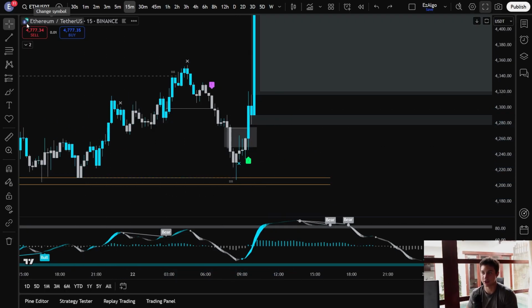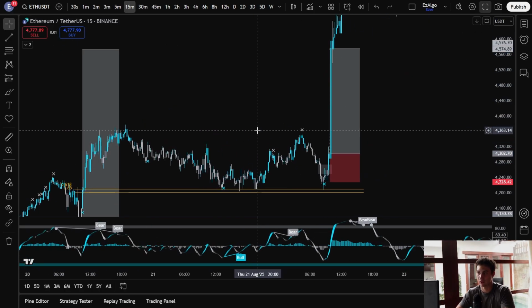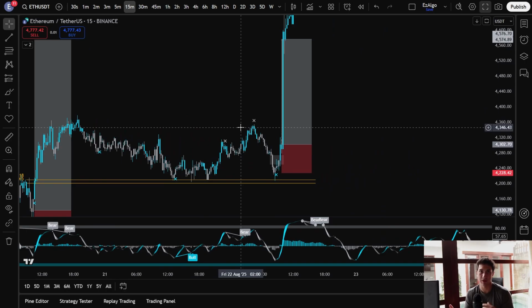You can also set alerts, so you don't even have to be on your computer. You can just set an alert for when this signal flashes, hop on your TradingView, see if it aligns with your strategy, if it's at a higher time frame point of interest, and then enter the trade. Again, targeting external liquidity.